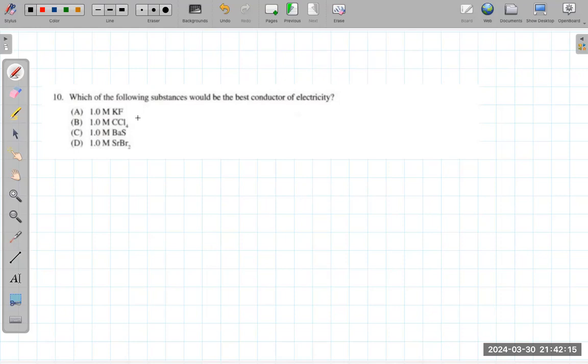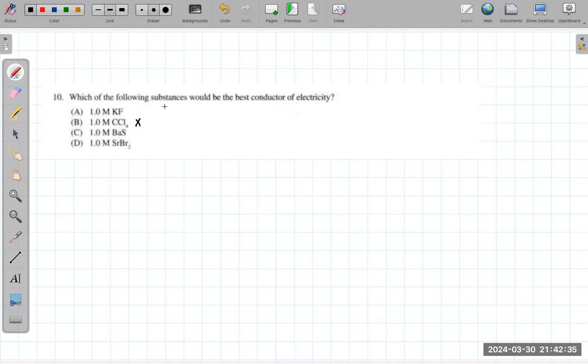Right. I have to remove some of them which are non-ionic, CCl4. CCl4 and the rest are ionic. Okay, and then you have to check the charges. Okay.